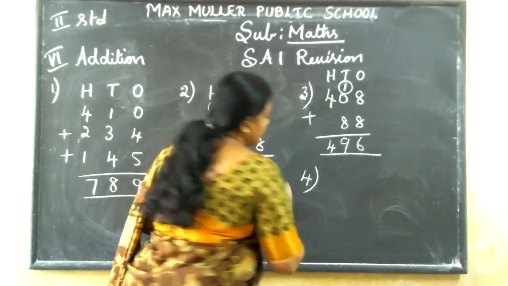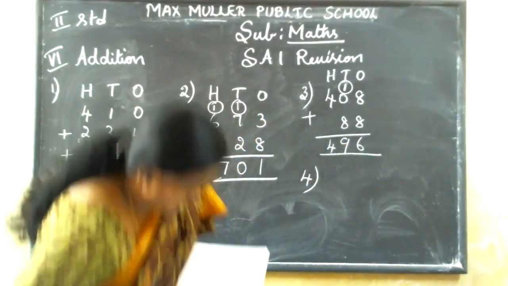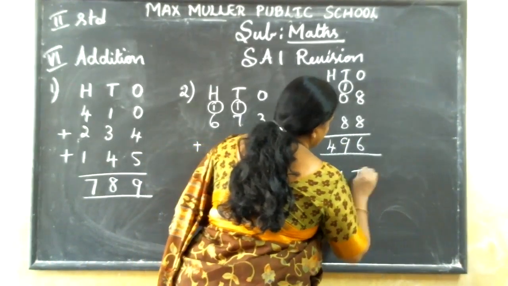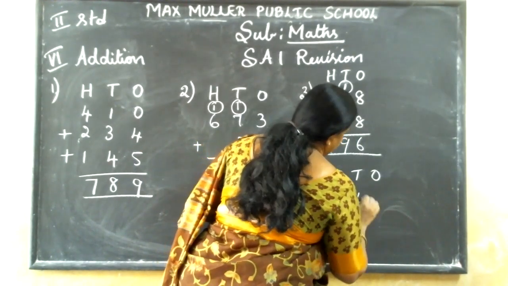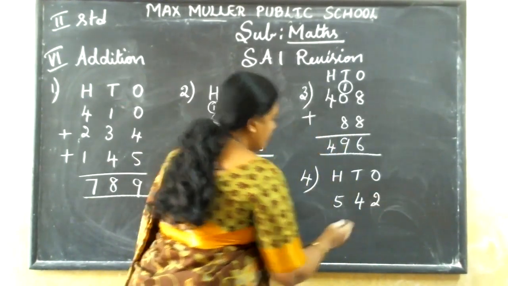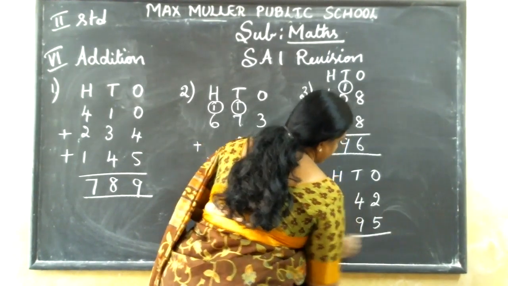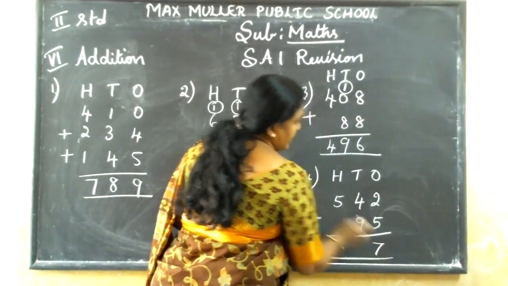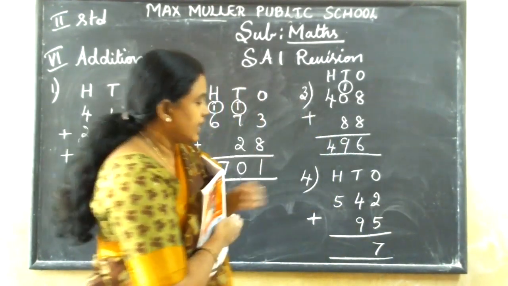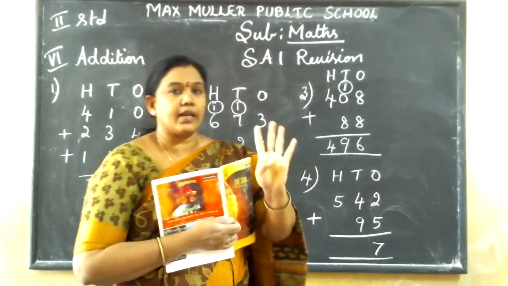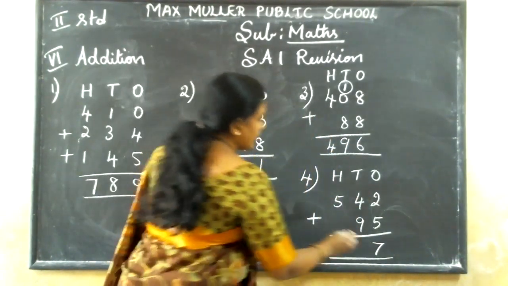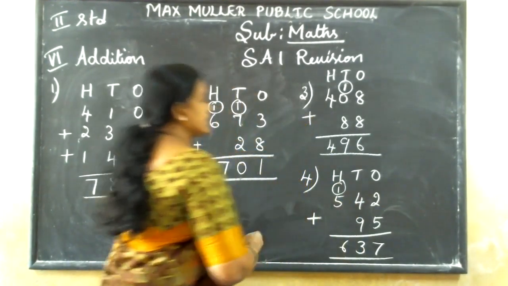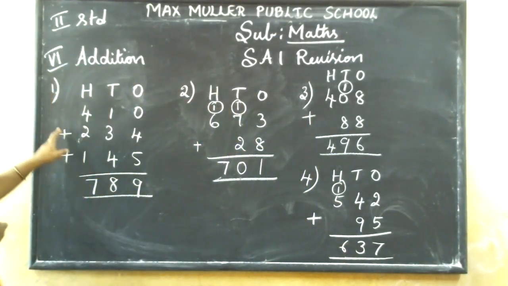Now fourth one, 542 plus 95. Here, 2 plus 5, 7. 4 plus 9, see 9 you keep it in the mind, 4 in the finger. After 9, 10, 11, 12, 13. See you write 3 here, 1 you carry to hundreds place, 1 plus 5, 6. See, 4 sums additions are there, children.